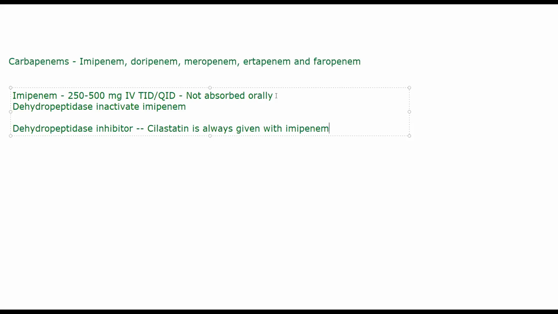And imipenem has another disadvantage. If you give a very high dose of imipenem, it can cause seizures. There is a low risk of seizure, but high doses of imipenem can precipitate a seizure. This can be avoided by simply giving meropenem. Meropenem is similar to imipenem, but it will not have the same disadvantages. The risk of seizure is much less than imipenem, and it will not get destroyed by dehydropeptidases. So you can give it without cilastatin.